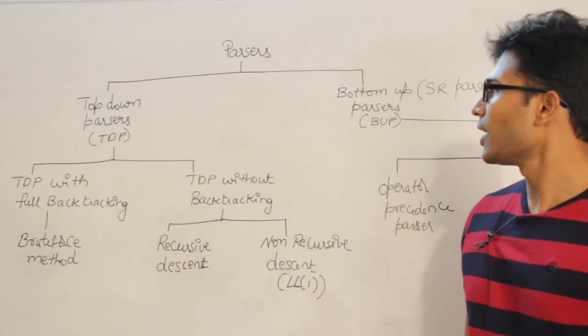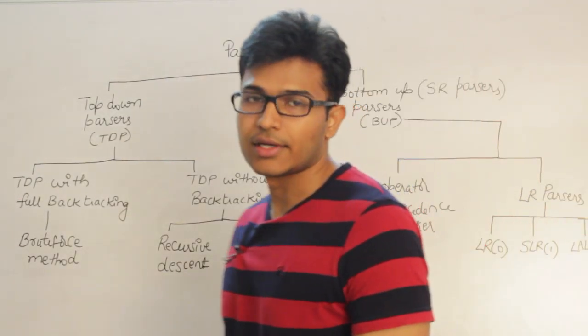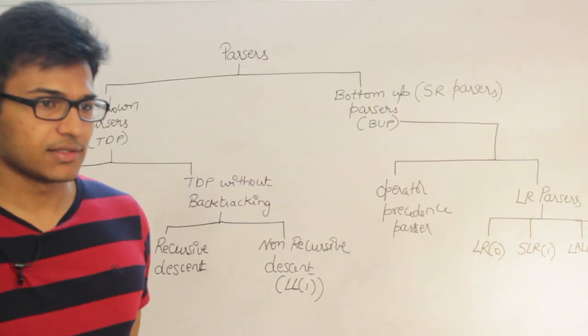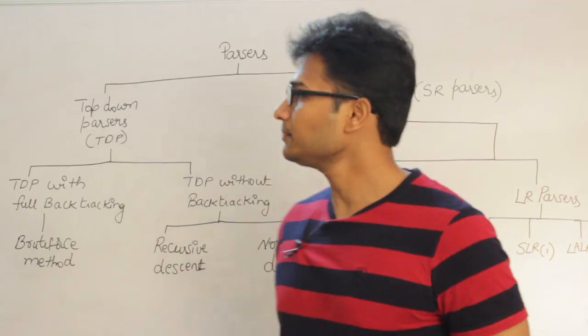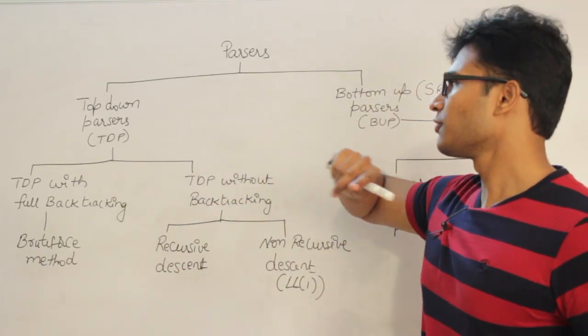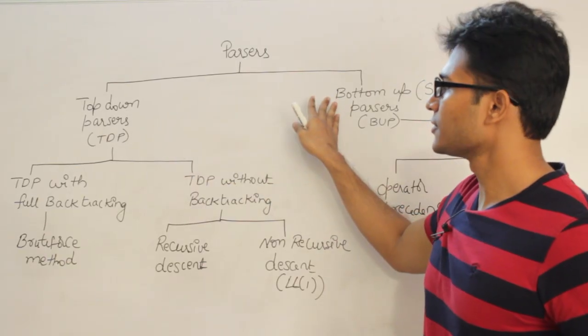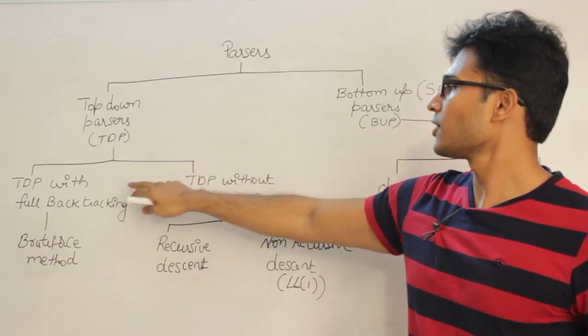Let us see the types of parsers. Parsers are also nothing but a syntax analyzer. So at the syntax analysis phase, we use the software parser. Parsers are basically of two types. One is the top-down parser and the other is the bottom-up parser. And top-down parsers are again of two types.